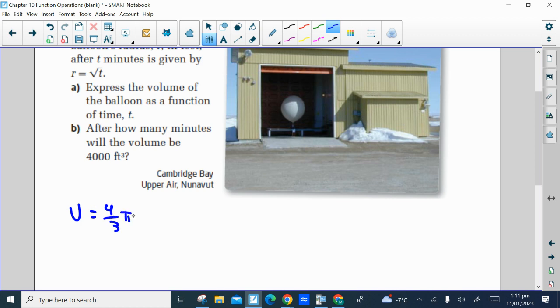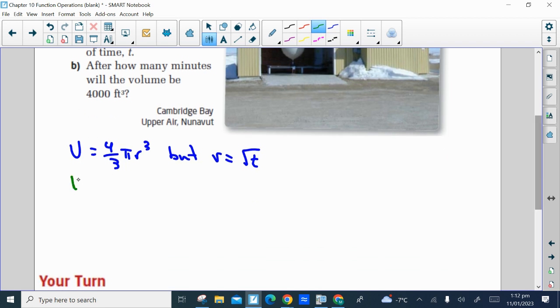If you were asked to do a question like this on a test, you'd be given the formula for volume. That's the formula for volume, but it is in terms of r, the radius. We're asked to write this equation in terms of t. And we can do that because we know that r equals the square root of t. We're told that above. So if we make that replacement, now we'll have V equals 4/3 pi times the square root of t, cubed.